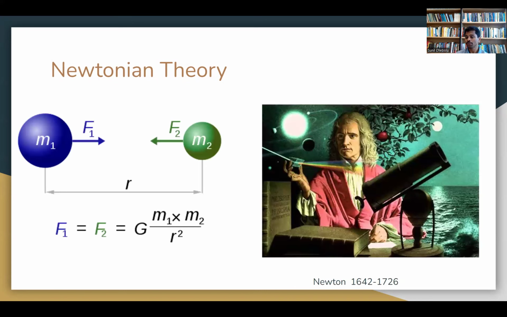So what is the Newtonian theory of gravity? It is probably the first universal law in science. It states that any two objects in the universe with masses, let's say m1 and m2, attract each other with a force that's directly proportional to the product of the two masses, m1 times m2, and inversely proportional to the square of their distance. And the constant of proportionality is this famous gravitational constant G.